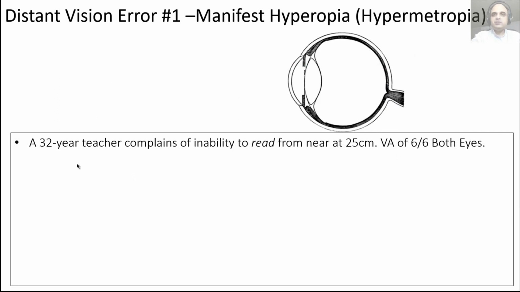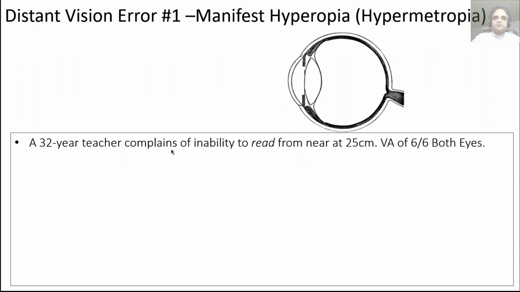So you have a 32-year-old teacher who complains of inability to read from 25 centimeters, our default near distance, with a distant visual acuity of 6/6 in both eyes. What is wrong with this statement? If you read it again carefully, a 32-year-old complaining of near vision issues with a distant vision of 6/6.